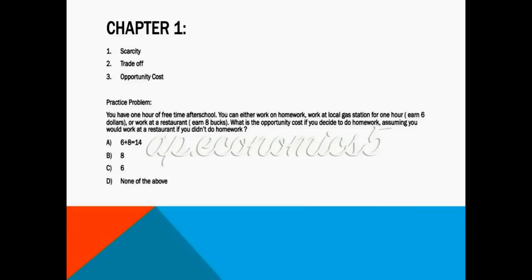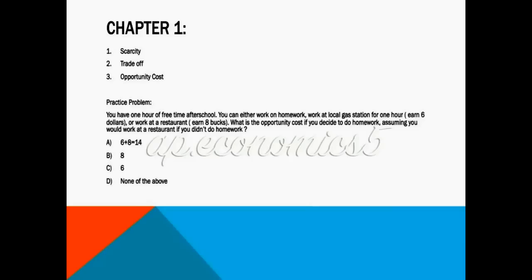Chapter 1, we have 3 terms here that you should know. The first one is scarcity. This is just a definition, so understand the meaning and you'll be okay. The word is scarcity, and it means all resources are scarce, which means they are in limited supply. This leads to our second term, trade-off.